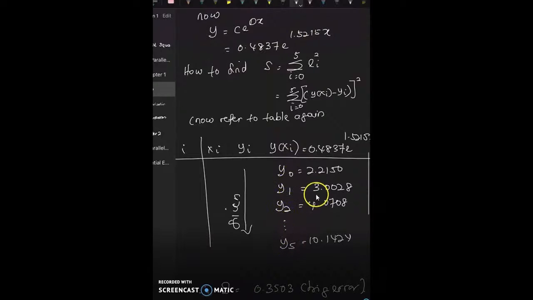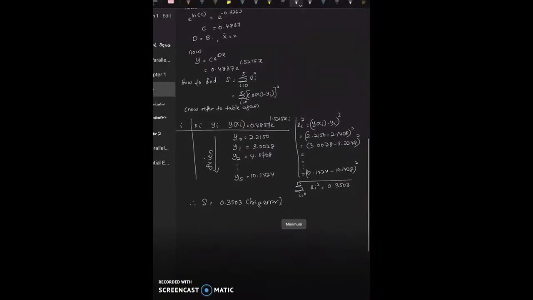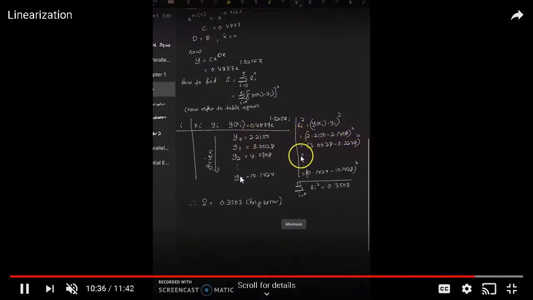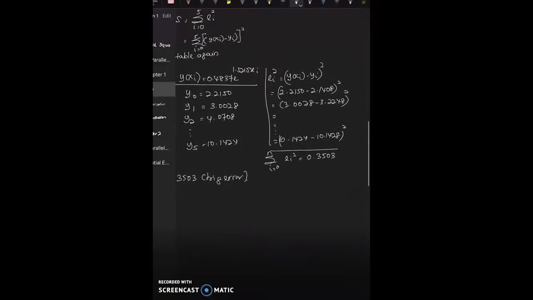When you subtract between both the data from the linear least square method and the data given, and then you square all the errors, for example 2.12150 minus 2.1408, you need to do it one by one until y5. y_i is given in the table. So you need to use the standard exponential function that you get from the linear least square method. When you subtract and then square, you get the error is 0.3503.